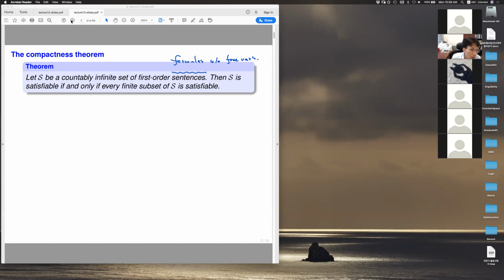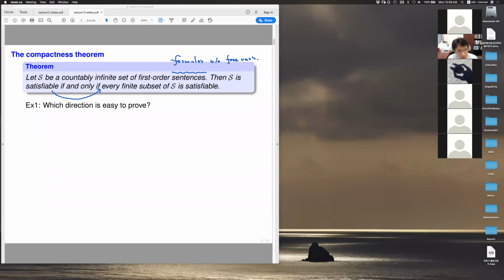Okay, now the one easy direction of the proof is to show the "only if" direction. In other words, this direction is really easy.